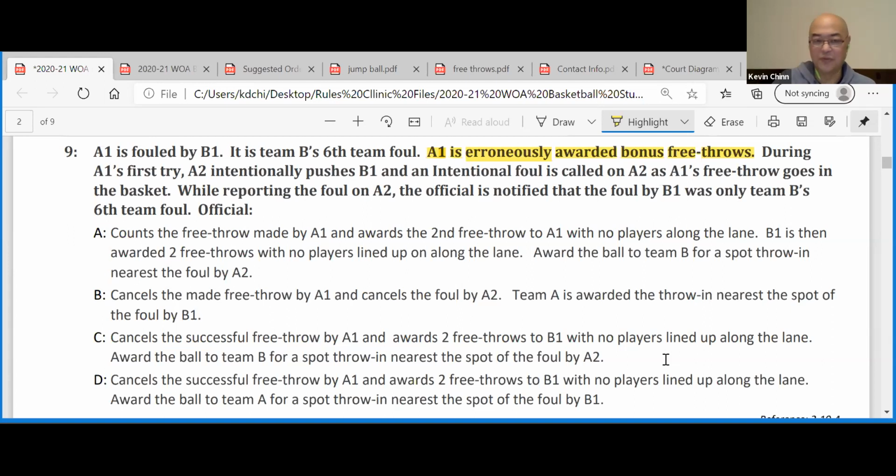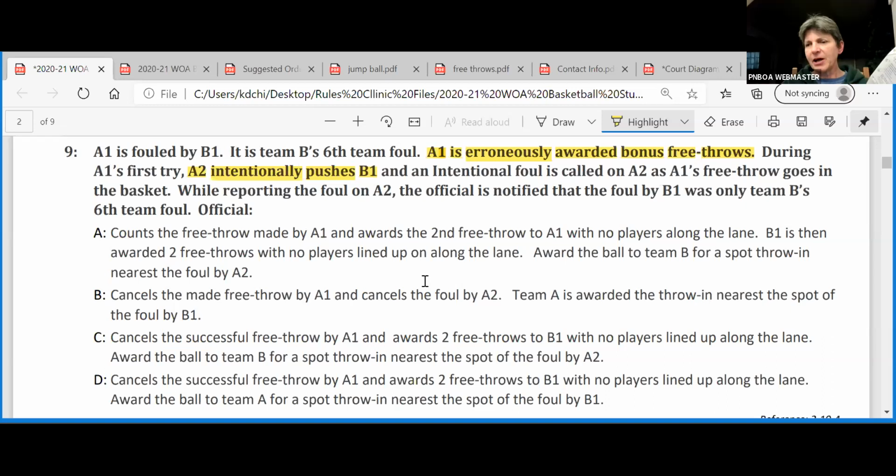The only thing that's different about this play is A2 intentionally pushes B1. Anything that happens during this correctable error period, such as an intentional foul, cannot be taken off the board. How about a common foul? If A2 pushed B1 and it was just a regular foul, would it get wiped off or would we keep the foul? Wipe it off. Says other than unsporting, flagrant, intentional, or technical fouls. Very good, Ken.